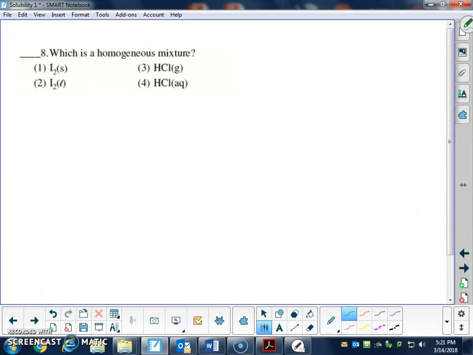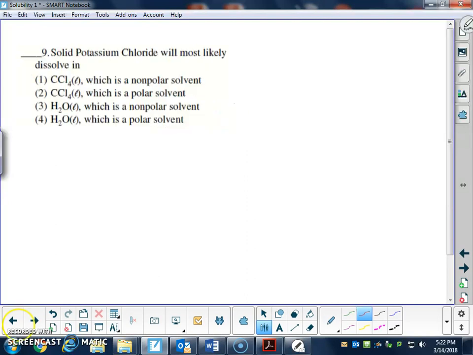The trick is which one is a mixture. That's a solid, that's a liquid, that's a gas. There is a mixture. That says HCl and water. Both of those things, that makes it a mixture.